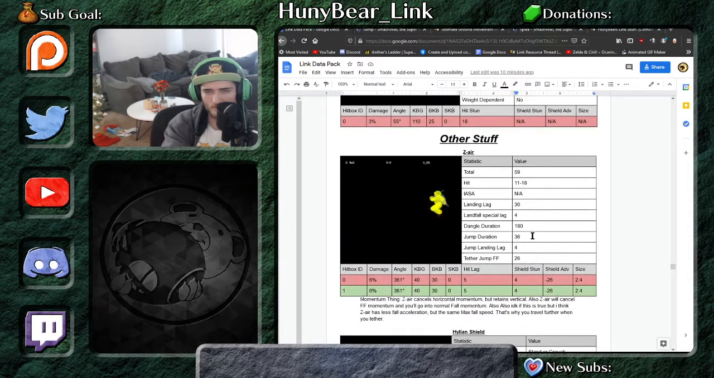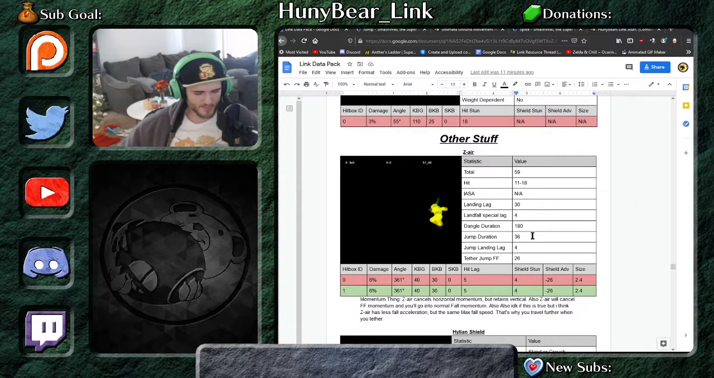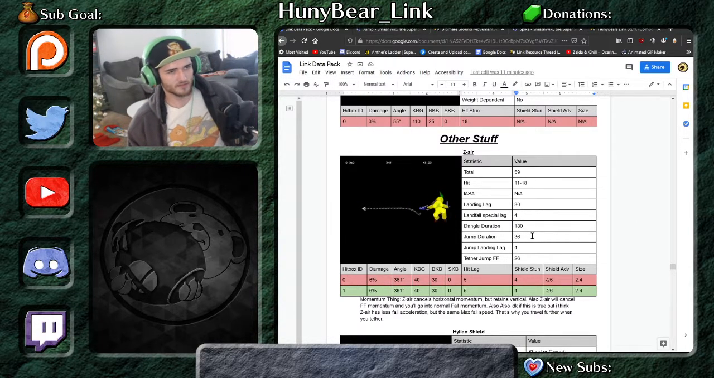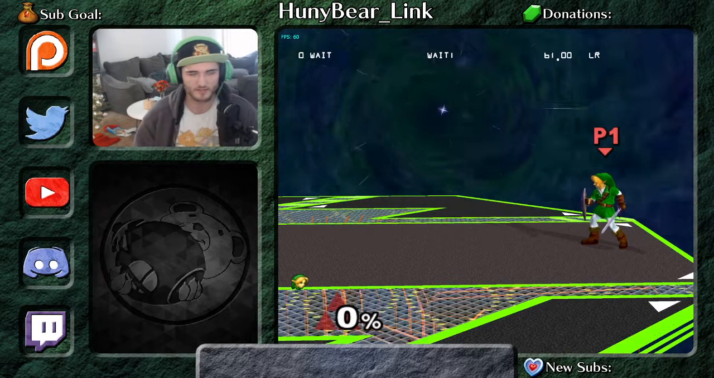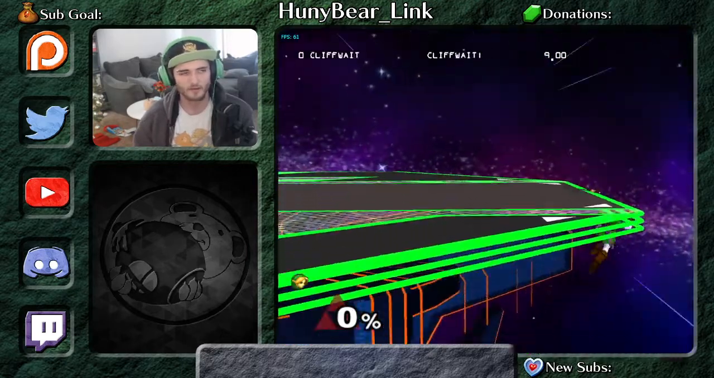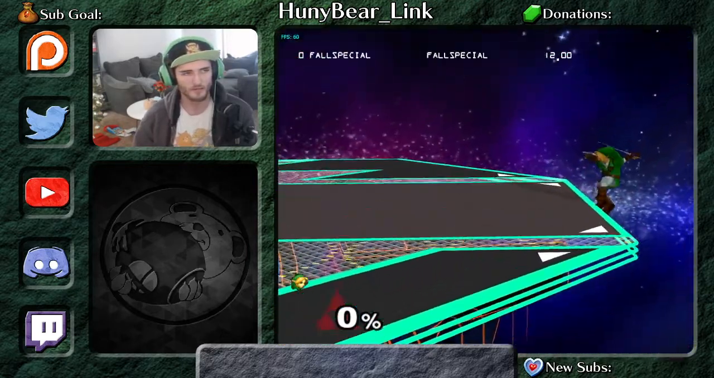Link's Zair is one of the most mechanically complicated tools in the game. It really deserves its own video, but for all intents and purposes, all you need to know is that Zair does not stale. You also have less fall acceleration when you Zair, and that's what allows you to tether boost, because it prevents gravity from affecting you. So that's why you can do tether boosting. Those are the only two real mechanics you need to understand with this right now. So here, that's a tether boost.